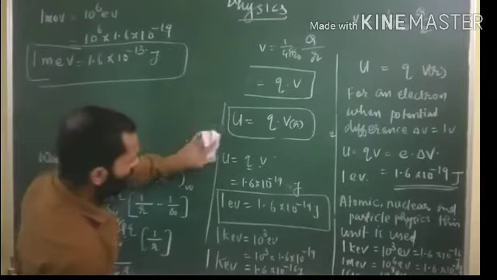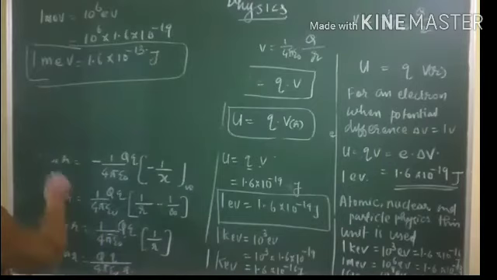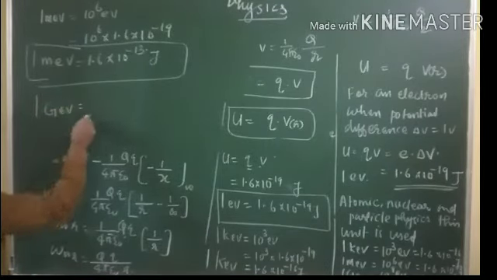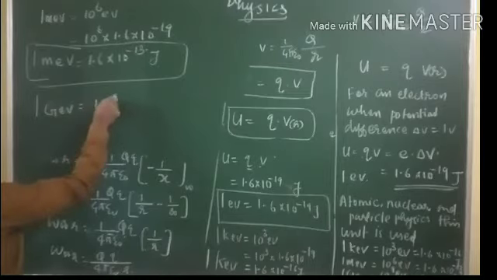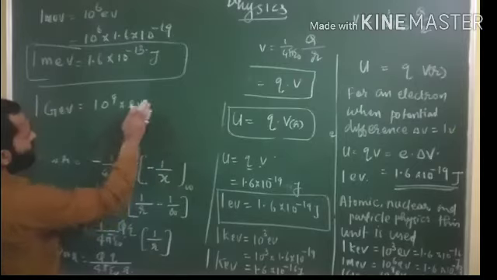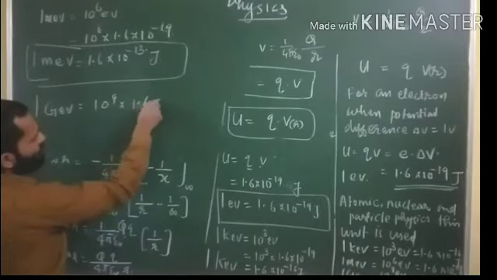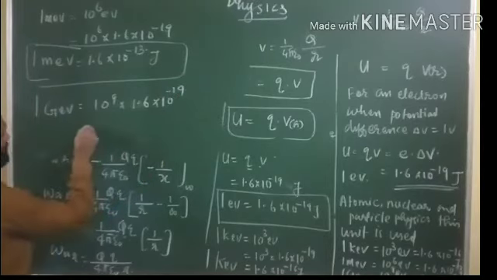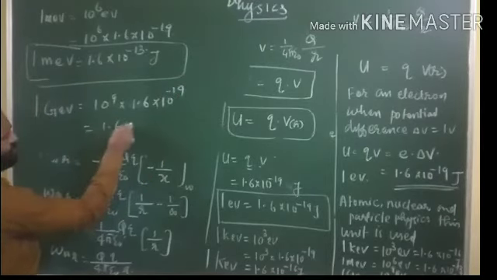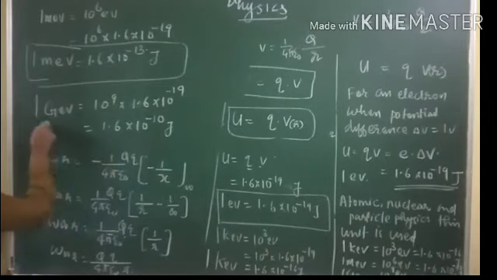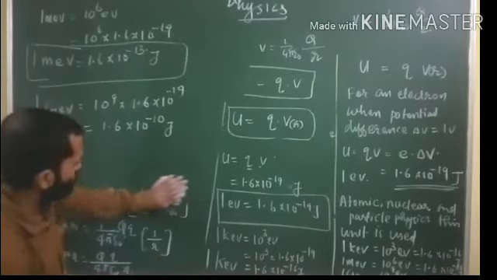Now you can take 1 giga electron volt. 1 GeV will be equal to 10 to the power 9 into eV, that is electron volt, which is equal to 10 to the power 9 into 1.6 into 10 to the power minus 19. So when we are doing this, this will come to 1.6 into 10 to the power minus 10 joule. This is the 1 GeV, 1 giga electron volt.